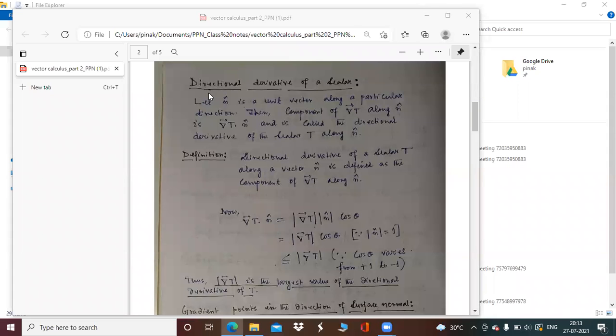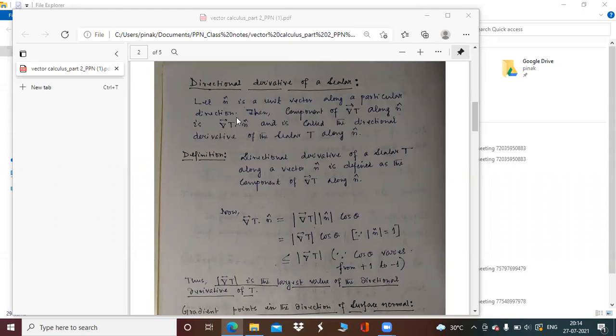Now, in this lecture, we'll be discussing two important aspects of gradient. The first aspect is called directional derivative of a scalar. Let n cap be a unit vector along a particular direction. Then, the component of grad of T along n cap, that is grad of T dot n cap, is called the directional derivative of the scalar T along n cap.